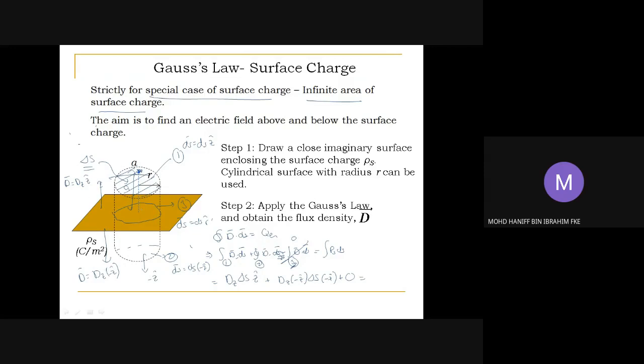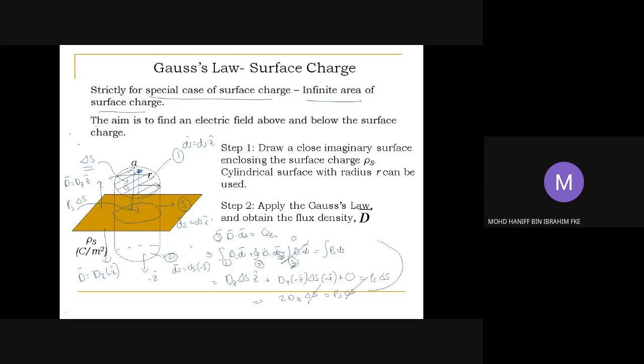The cross section is delta s. So simply the charge enclosed should be rho s multiplied with delta s. Yeah, so that should be the charge enclosed by the Gaussian surface. So we proceed, going to have 2 Dz delta s equals rho s delta s. So delta s can be cancelled out.